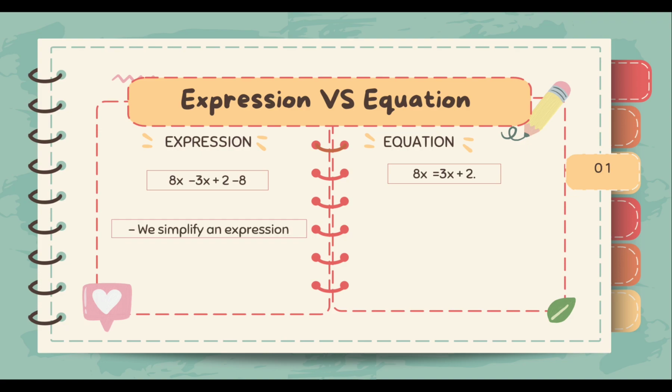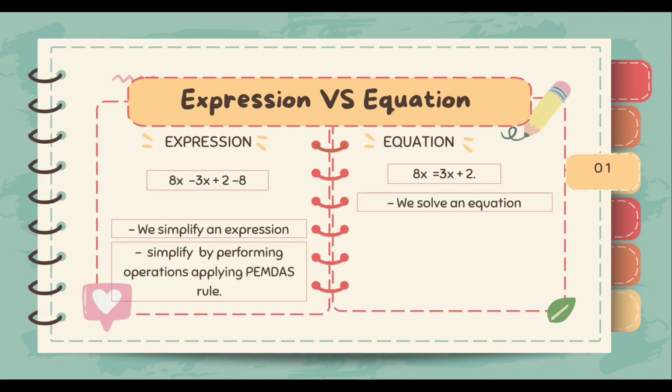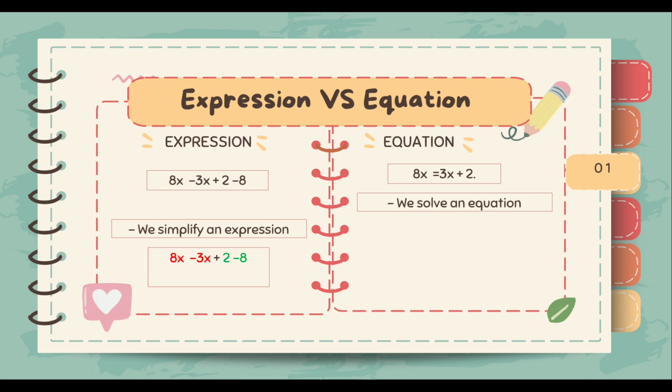What do we do in an expression? We simplify an expression. Equation, we solve an equation. What do we mean when we say we simplify? Simplify means we perform the operations applying the PEMDAS rule, meaning to say parentheses, we deal with the exponents first before we multiply or divide, then add or subtract from left to right. In the original given expression, 8x minus 3x plus 2 minus 8, we combine similar terms. That is simplifying algebraic expressions.